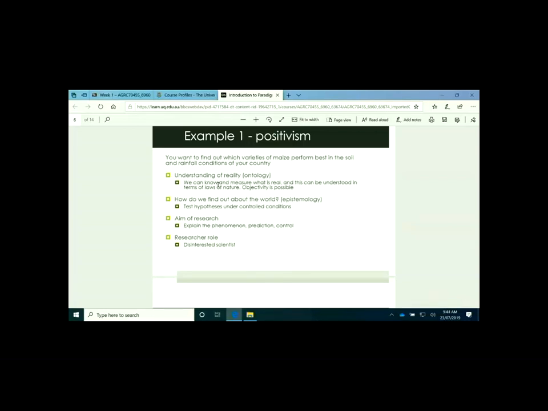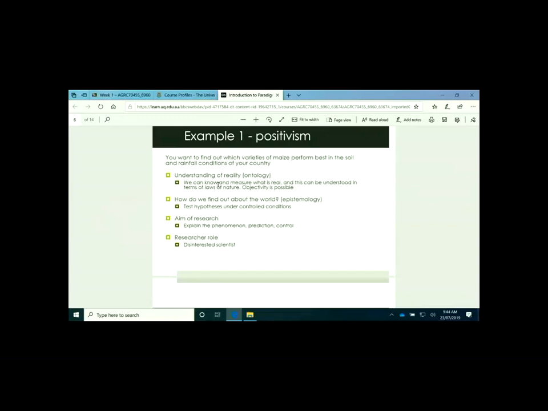All right. So the way we understand reality, ontology, okay, is that we can know and measure what is real, and this can be understood in terms of the laws of nature and it's objective. So the idea is that if I grow a particular variety in a particular set of circumstances and I do that today, I should get the same results tomorrow. All right? That we can measure reality objectively.